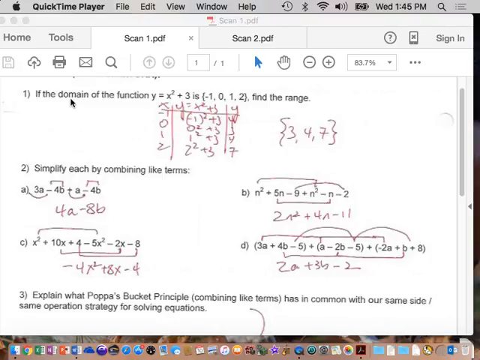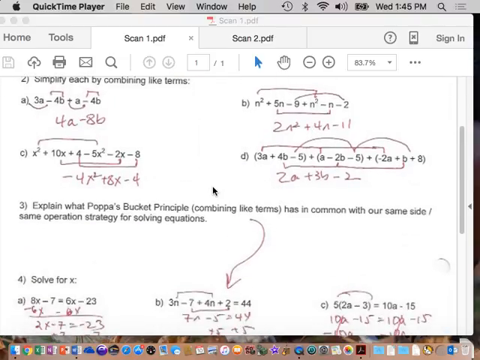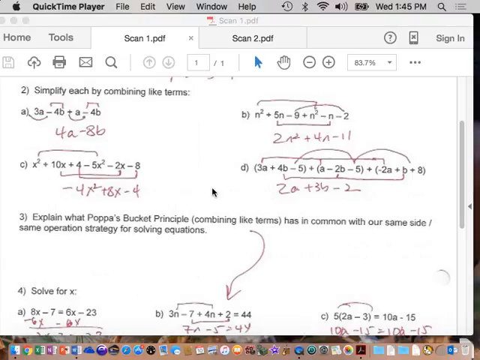All right, so domain means the set of all inputs. So here's my x's. X's is domain: -1, 0, 1, 2. This is just to get kids to do some calculations. I figured out the y's. The output is 3, 4, and 7. Combining like terms, take a look. Are there any questions about those?